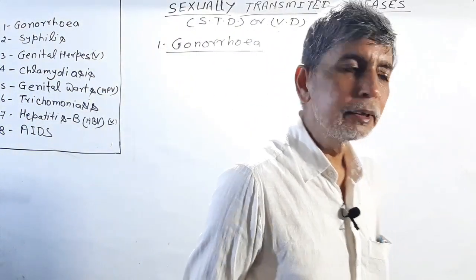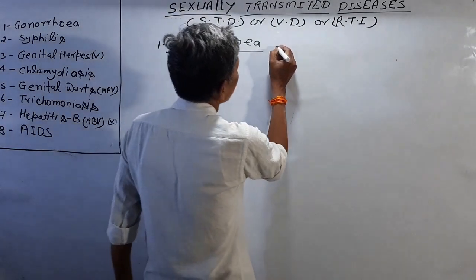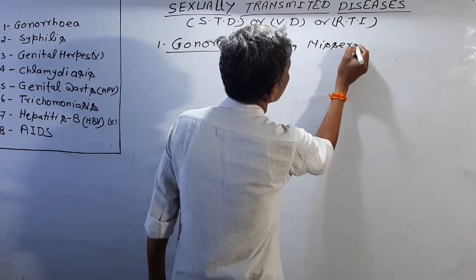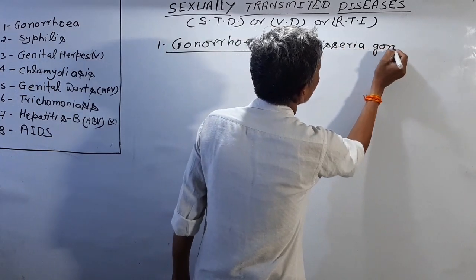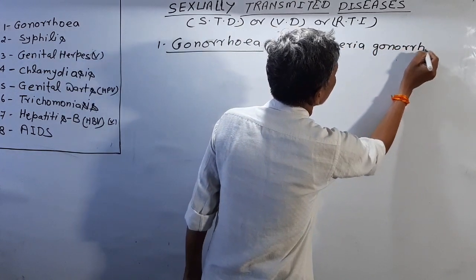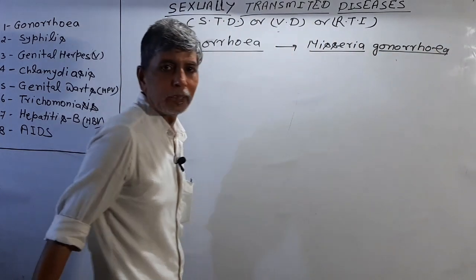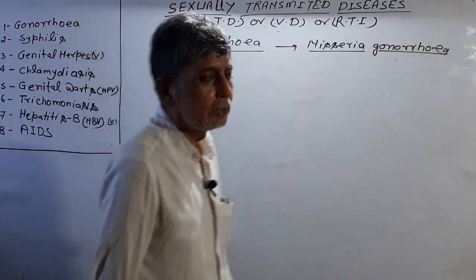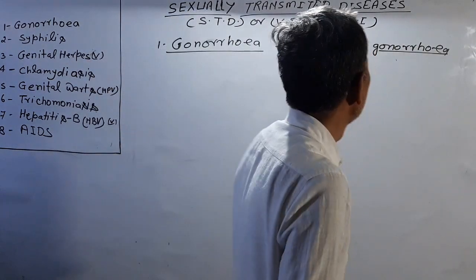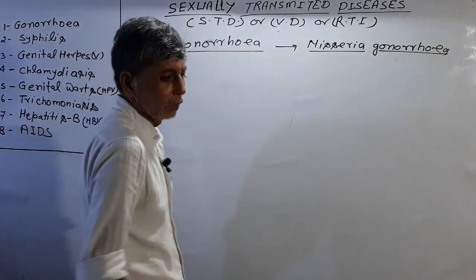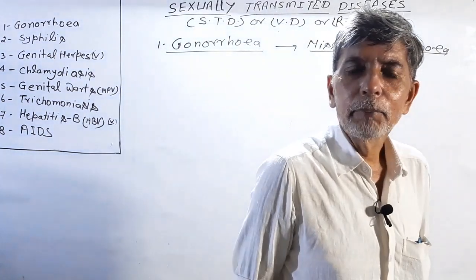Gonorrhea is a bacterial disease caused by the bacterium Neisseria gonorrhoeae. That is the scientific name of the bacteria, so you have to underline Neisseria gonorrhoeae. These bacteria cause infections in the sex organs.